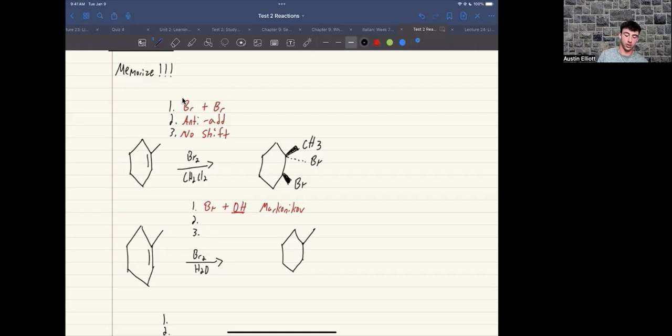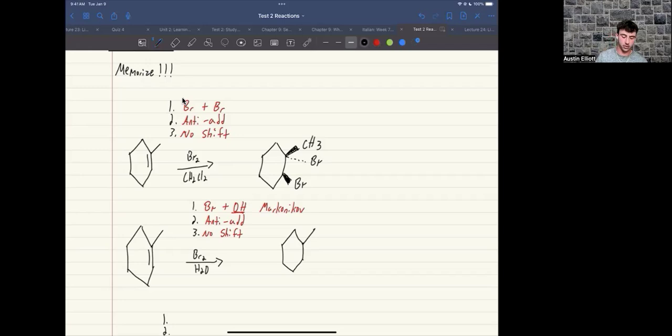So going along with that, this also has anti-addition, which is what I mentioned earlier. This means we're going to have cis versus trans. They're not going to be in the same direction. And then lastly, there is no shift once again because there's no carbocation intermediate. So nothing to worry about with the double bond or the carbocation moving or anything like that.